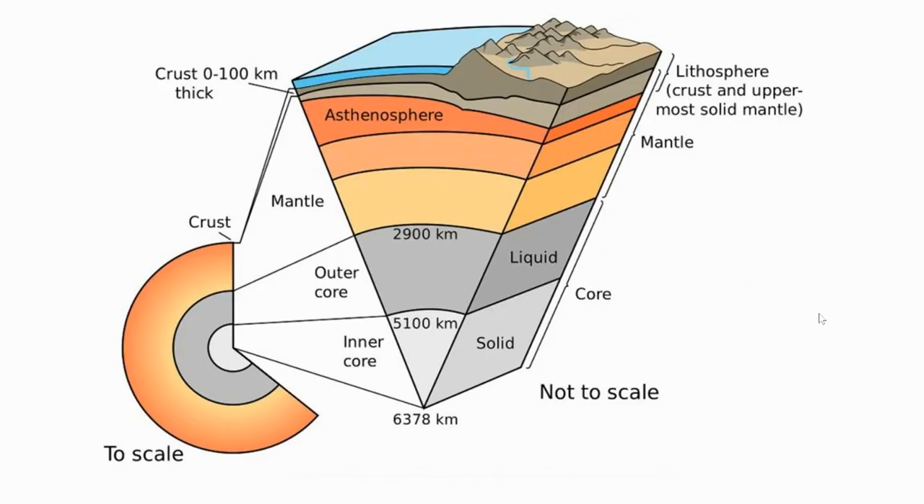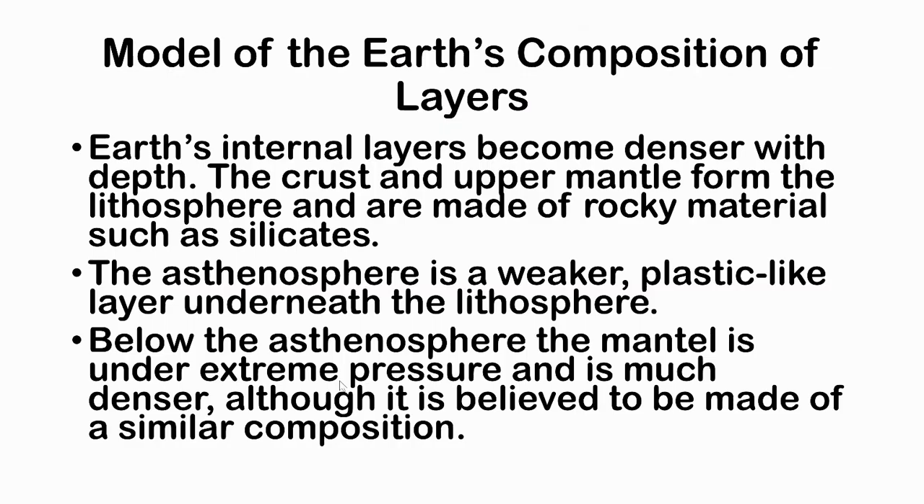So we've got the crust up here, we've got the mantle, we have the outer core, the liquid core, and then we have the inner core, that solid core. So Earth's internal layers become denser with depth. It makes sense, right? More pressure, and so there's going to be more material in a smaller space. And the crust and upper mantle form the lithosphere, which we said, and are made of rocky materials.